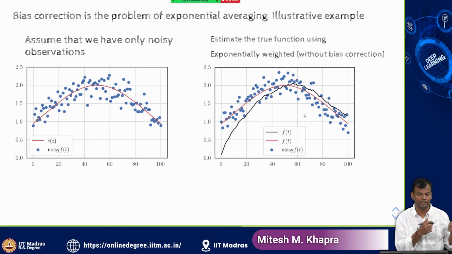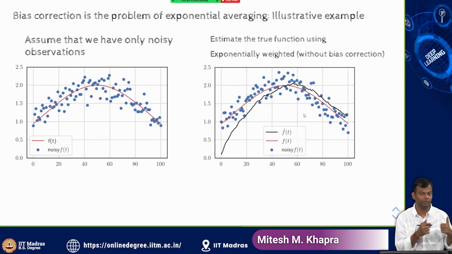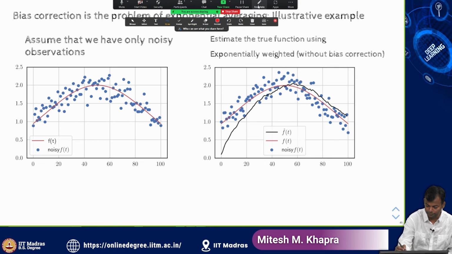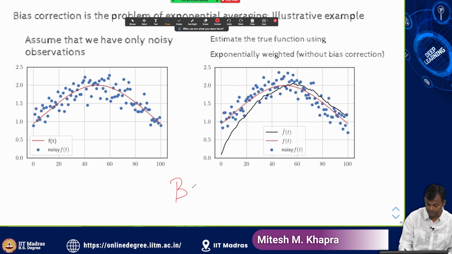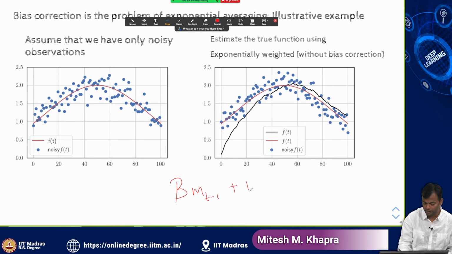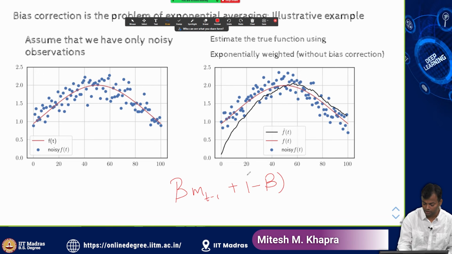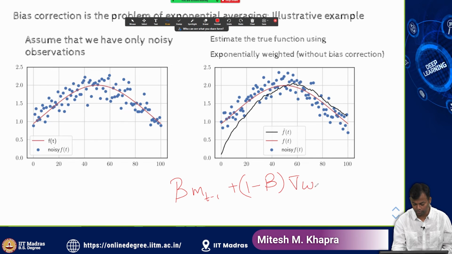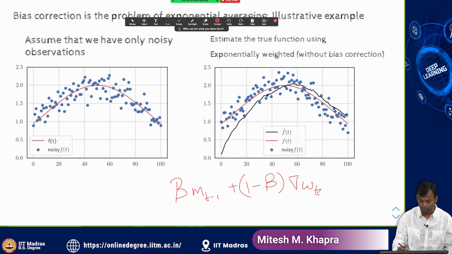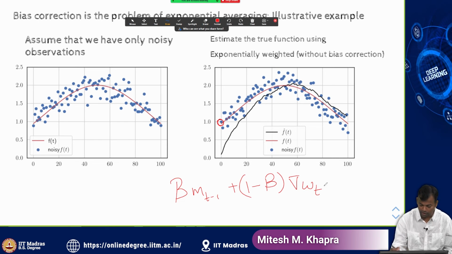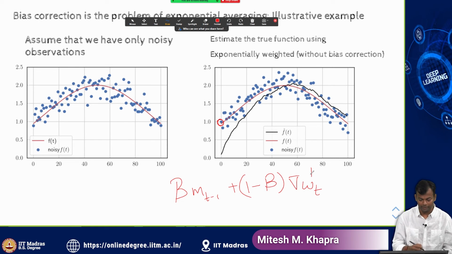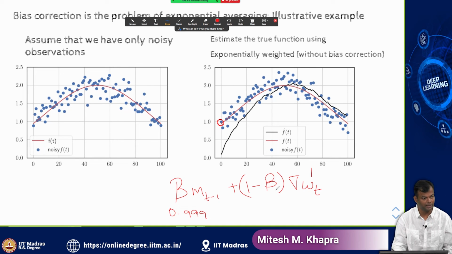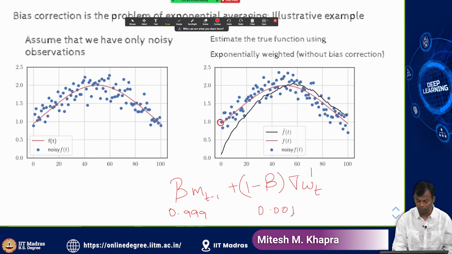And yesterday also we had seen that during initial time steps we have a problem when we don't use bias correction. So why does that happen? Let's try to understand that. Our formula is beta times m(t minus 1) plus 1 minus beta times the current time step value, delta Wt. Now at time step 0, my delta Wt was around 1, but my beta is 0.999 and this is 1 minus beta, so this is going to be 0.001.